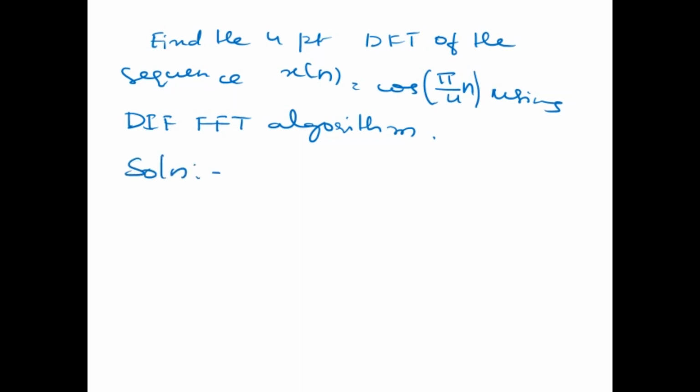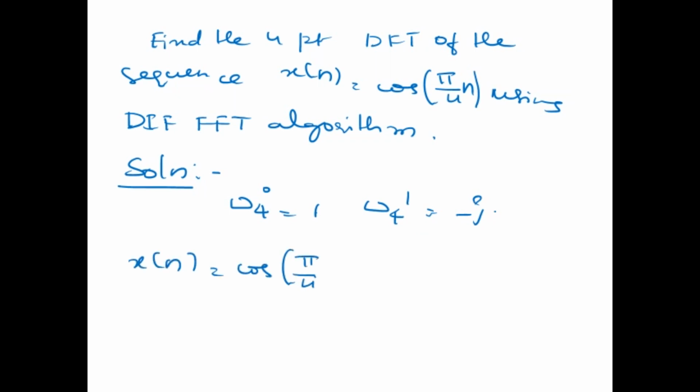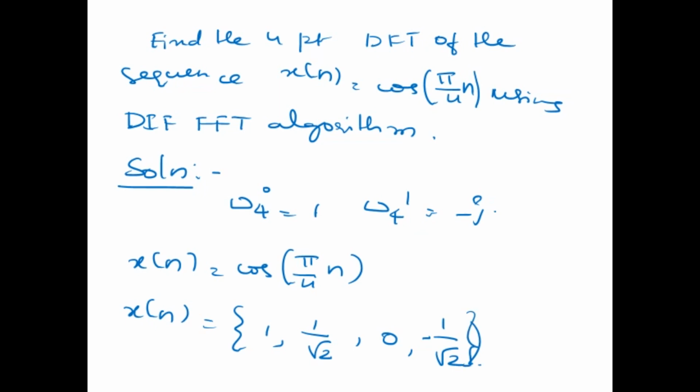First we'll write the twiddle factor. Omega 4 of 0 is 1, omega 4 of 1 is equal to minus j. We have to find out x of n. It is given cos pi by 4 of n. Then x of n is equal to 1 comma 1 by root 2 comma 0 comma minus 1 divided by root 2.